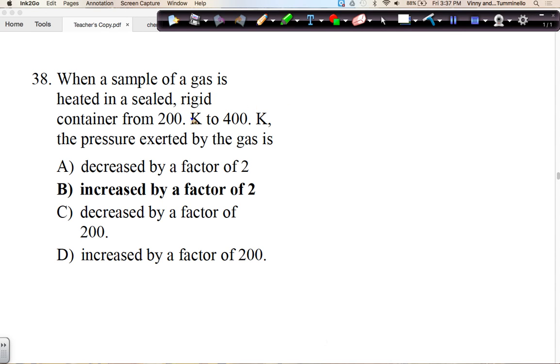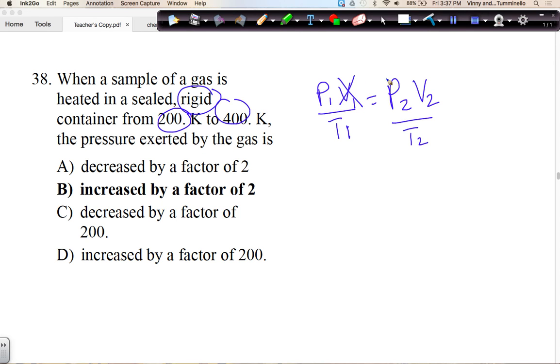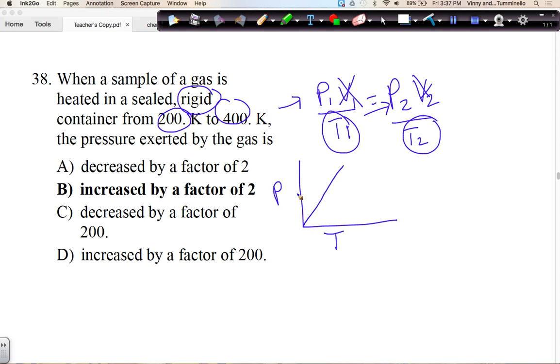So in this question again, we're changing the temperature. This is an indirect P1 V1 over T1 equals P2 V2 over T2 question. We are talking about a rigid container, which means that our volumes are not changing. They want to know what happens to the pressure when we double the temperature. We know that as temperature goes up, pressure goes up as well. This is a direct relationship. So if we double the temperature, we will also double the pressure.